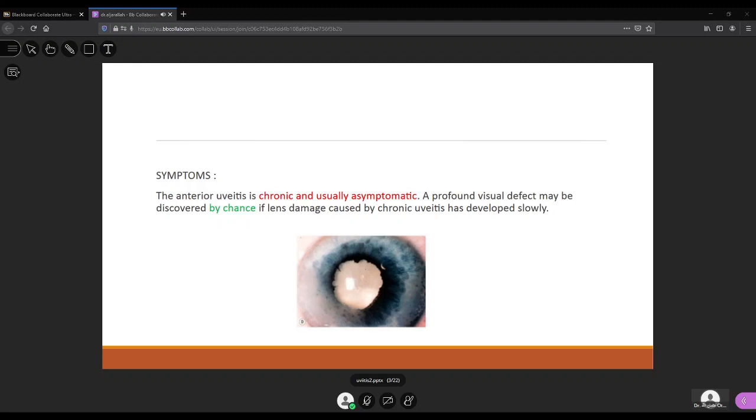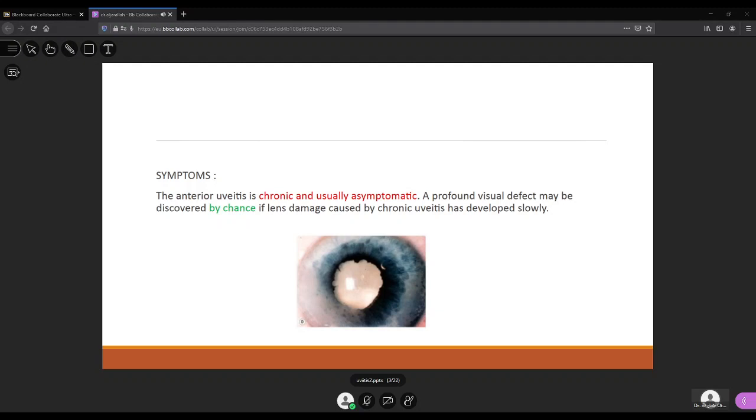Symptoms: this is the big problem with juvenile idiopathic arthritis, it is usually asymptomatic. There is no pain, there is no redness. The family will know about the disease when the complication has already happened, either pseudocyanica, cataract, or glaucoma.